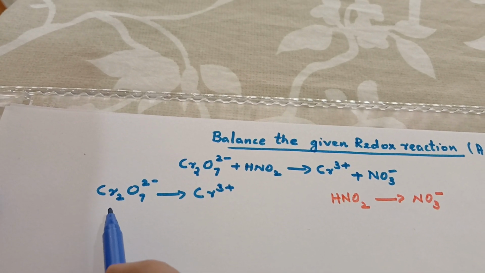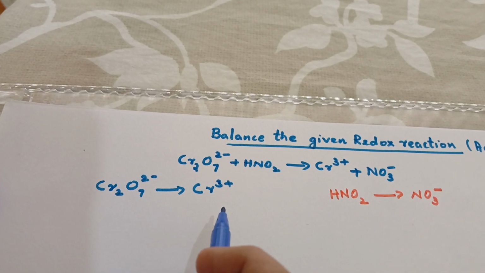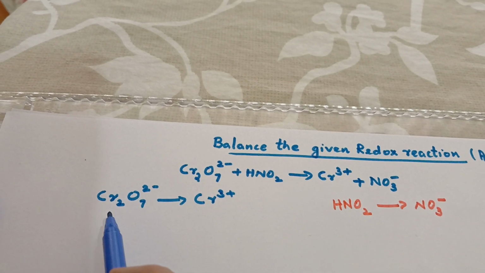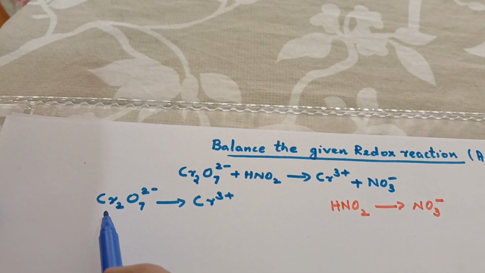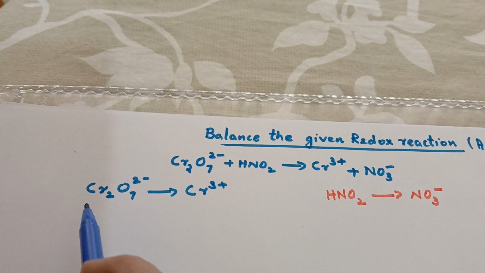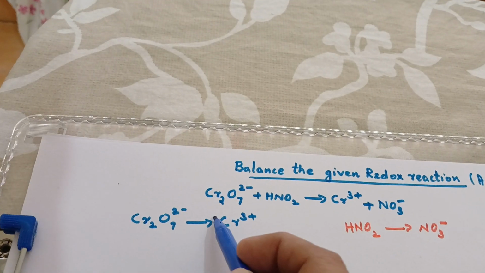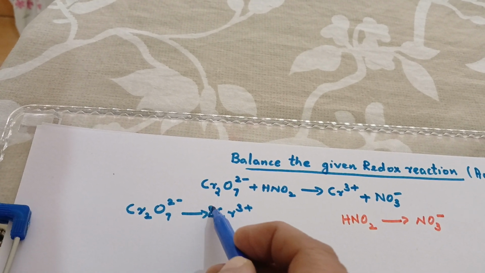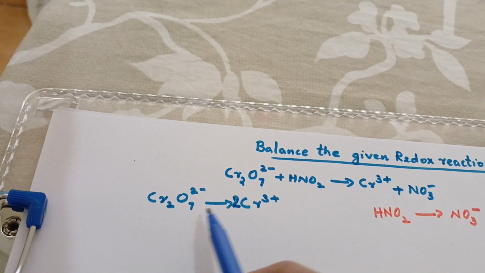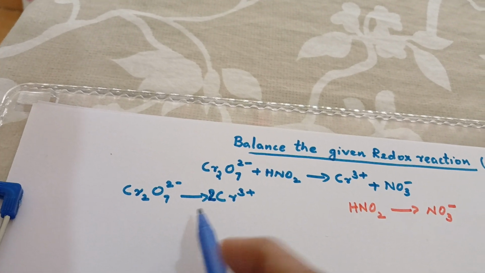We will look at the atoms other than oxygen or hydrogen. We can see chromium atoms. There are two chromium atoms on the left hand side. There is only one on the right hand side. So let us put a 2 here. So chromium atoms are balanced now.